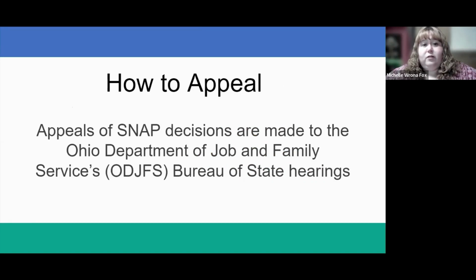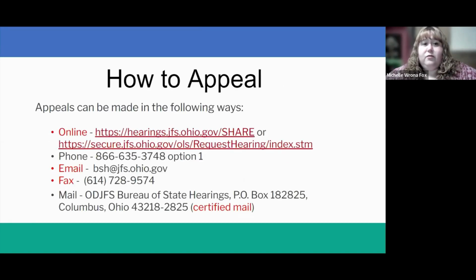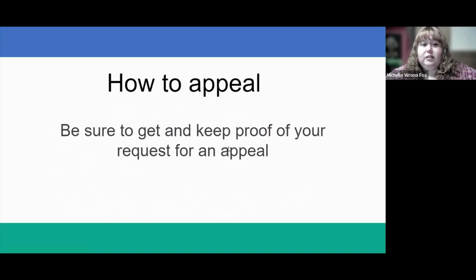You file your appeal with the Bureau of State Hearings. There are several ways to file an appeal. You can file online, by phone, by email, by fax, or by mail. The preferred way to request an appeal is online, by email, fax, or certified mail, because you will have proof of your request. Be sure to get and keep the proof of your appeal.